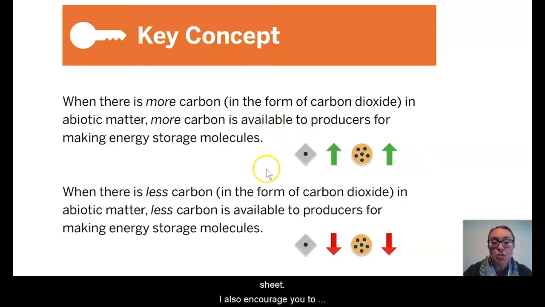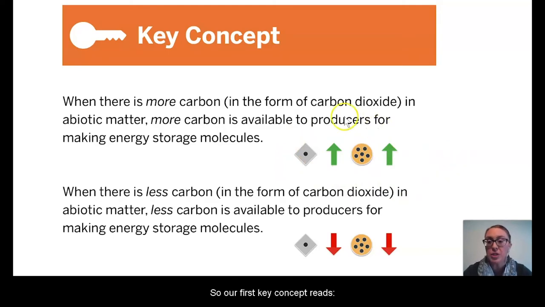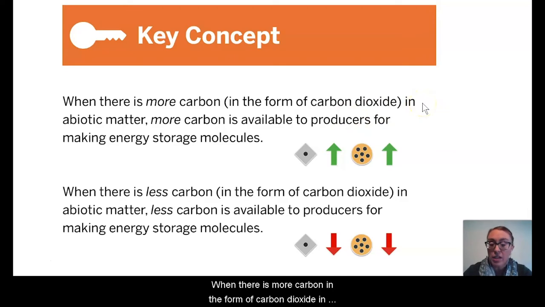I also encourage you to record those images on your sheet as well, as they help us visualize this relationship and connect it to what we're seeing in our sim and in our models. So our first key concept reads, when there is more carbon in the form of carbon dioxide in the abiotic matter, more carbon is available to producers for making energy storage molecules. And when there is less carbon in the form of carbon dioxide in abiotic matter, then there is less carbon available to producers for making energy storage molecules.